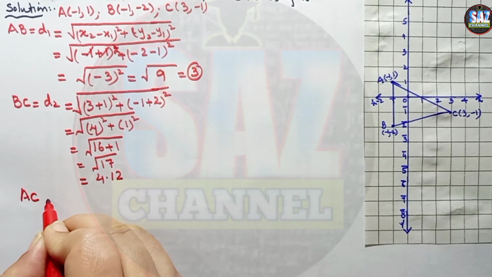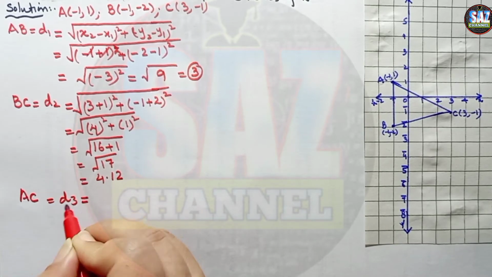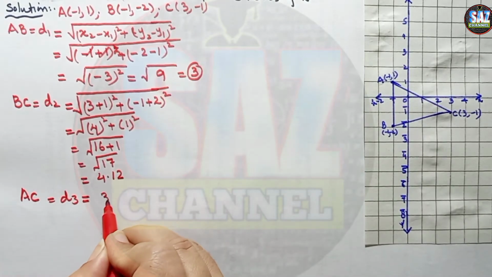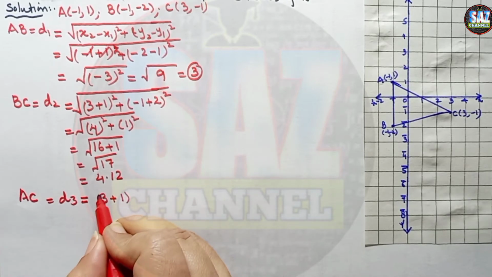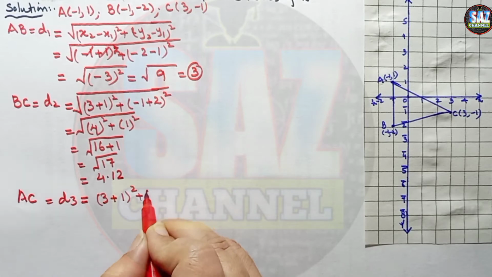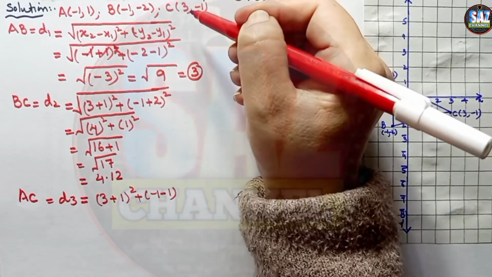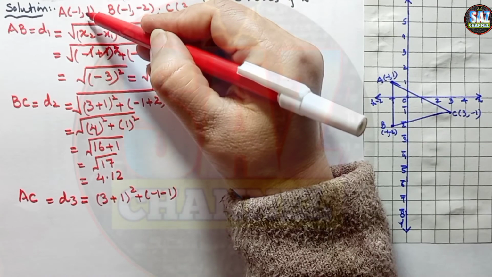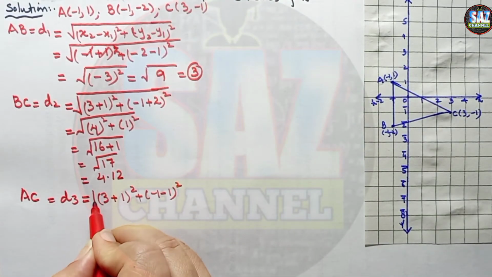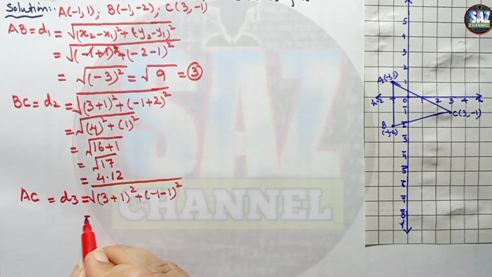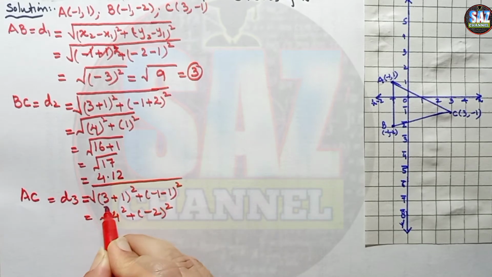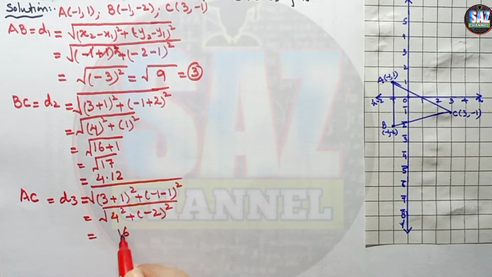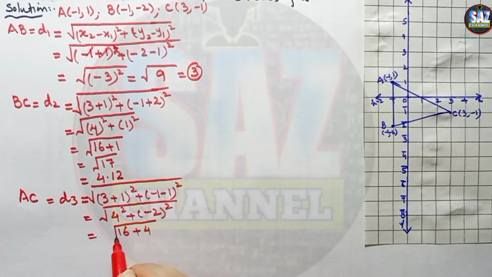Now AC equals D3 equals x2, that is 3, minus 1, that is again positive 1, 3 plus 1 whole square, plus minus 1, and this 1 is positive, it will become negative whole square. This is 4 square plus minus 2 square. This is 16 plus 4, which is equal to square root 20.